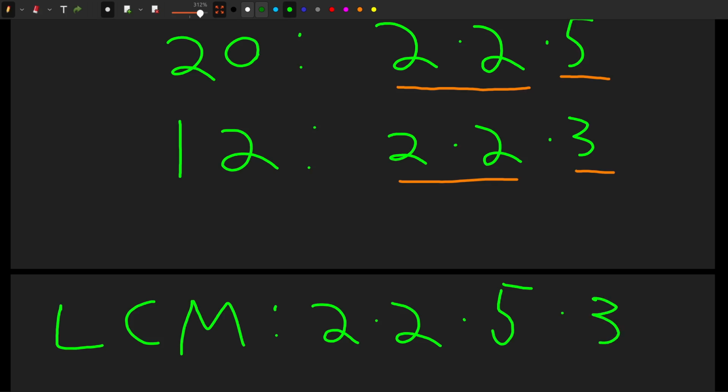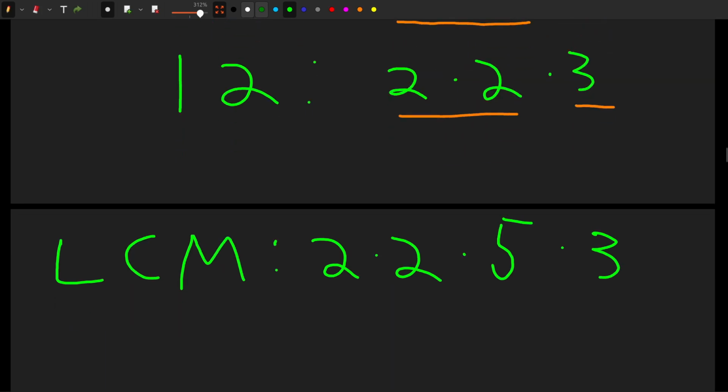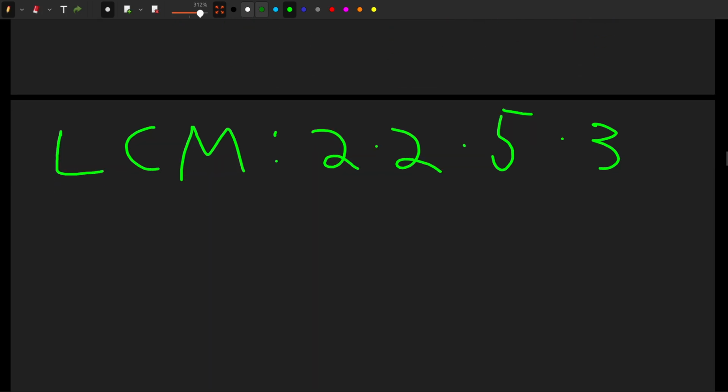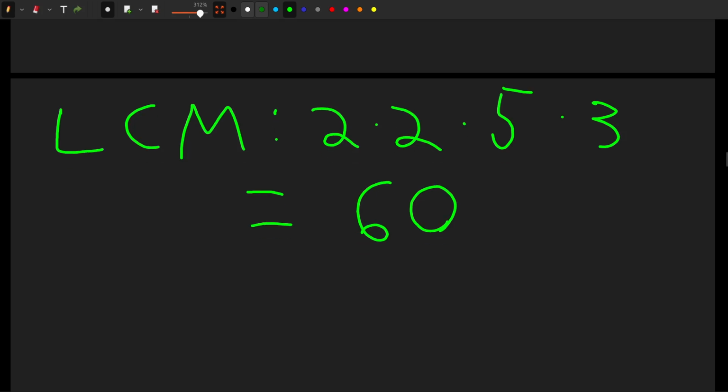Now, if your numerator on top of 20, for example, let's say had 2 3's, but 12 only had 1 3, then you would take the 2 3's. But we'll have more examples in the next video. But for right now, we're going to have 2 times 2 times 5 times 3. And so in this case, our lowest common multiple becomes 2 times 2 is 4, times 5 is 20, times 3 is 60. So we get 60. Okay. That's the number we need to get to.